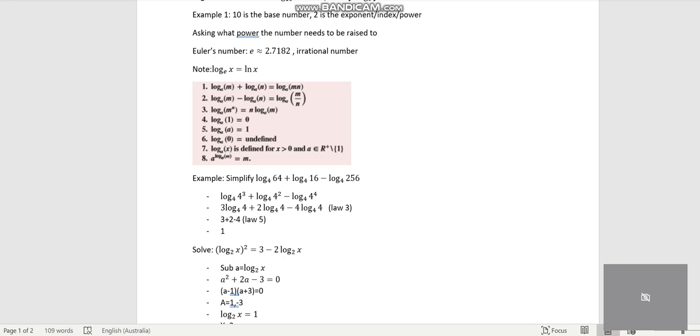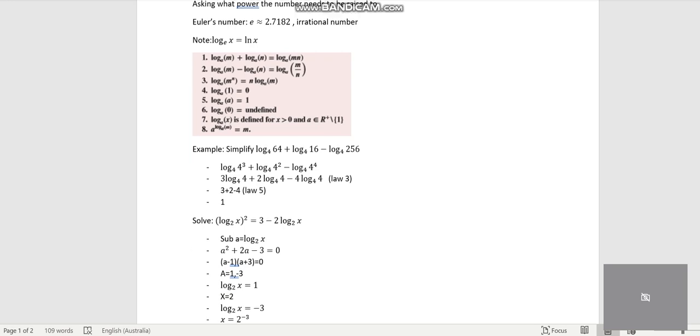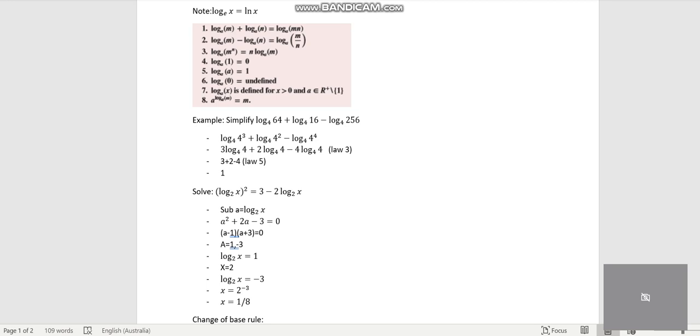If you have another example here, like (log 2 of x) all squared equals 3 minus 2 log 2 of x, you solve for a as log 2 of x, and you solve it as a quadratic function. You get these two numbers, a is 1 or negative 3, and you substitute it back, so a is 1 gives x is 2, or a is negative 3 gives x is 1 over 8. Yeah, this is the example for that.